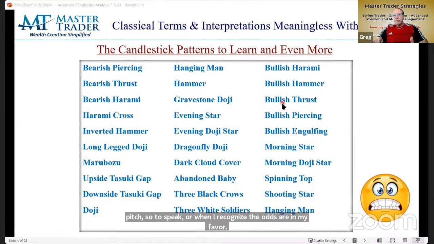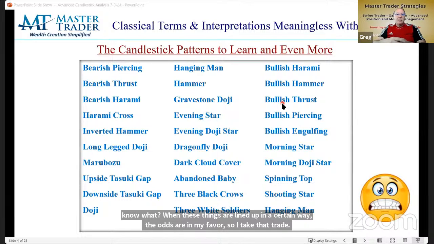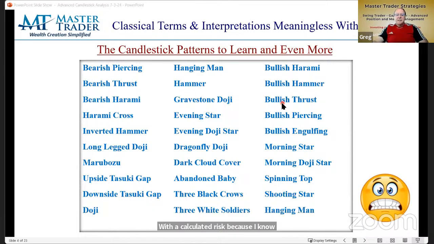So this is what trading plans are about. Putting together a method so that you say, hey, you know what? When these things are lined up in a certain way, the odds are in my favor. So I take that trade with a calculated risk because I know that there's no guarantee that these things are going to work out.